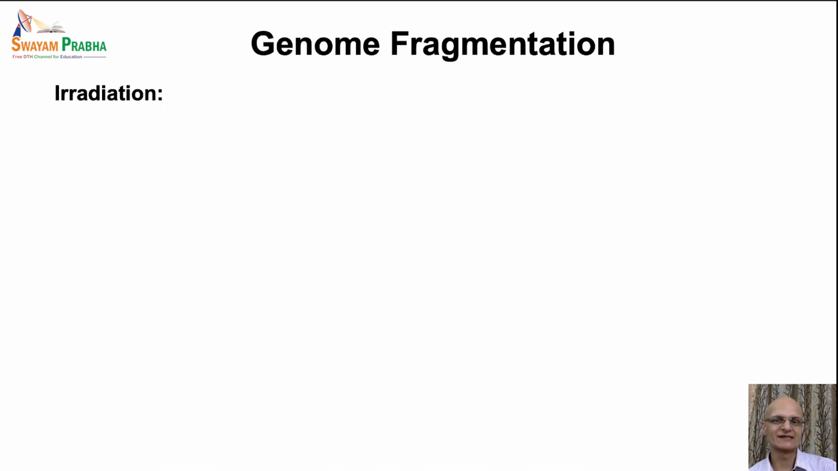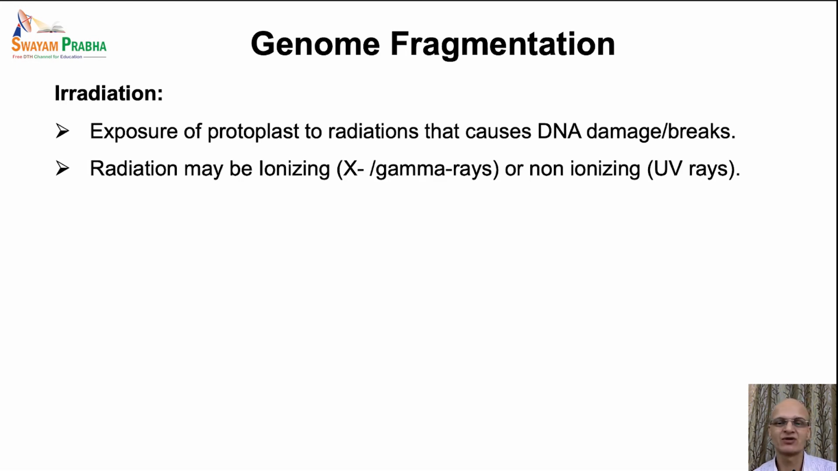So the first is the irradiation. Now, the genome fragmentation can be achieved by the exposure of the protoplast to radiations, which usually cause the DNA or the chromosomal breaks. Commonly used radiations for this purpose are either ionizing radiations like X-rays or the gamma rays, or the non-ionizing radiations like the UV rays. Exposure of the cells or the protoplasts to the radiations causes random chromosomal breaks, and it can be used effectively for generating the asymmetric hybrids.